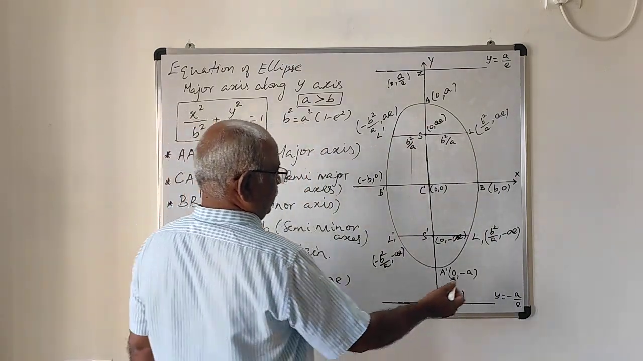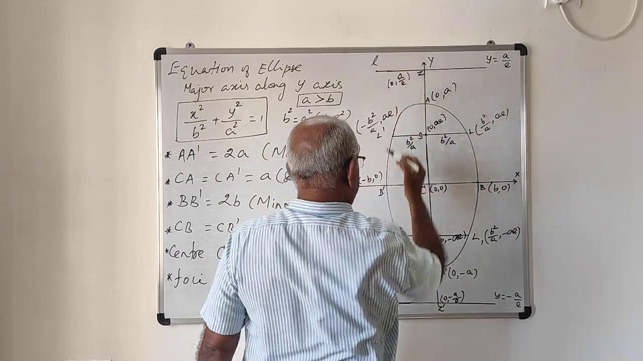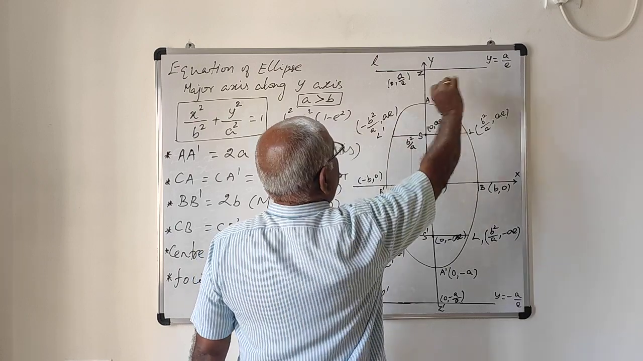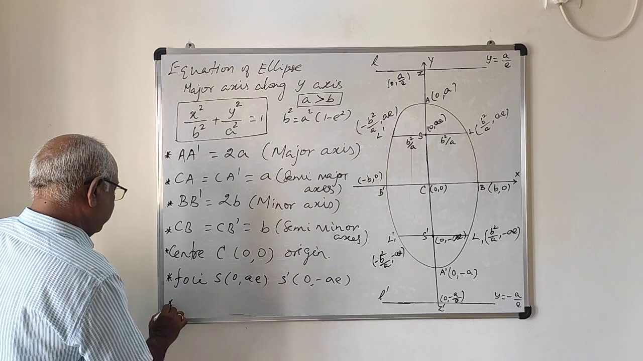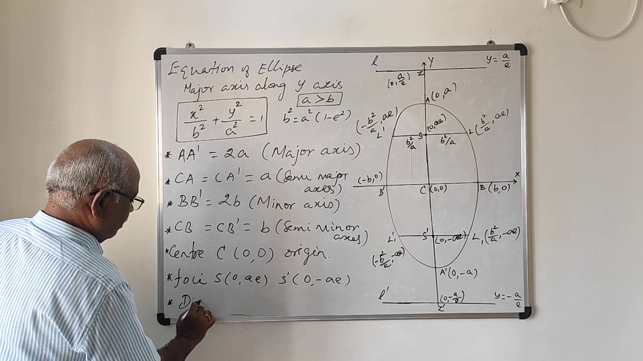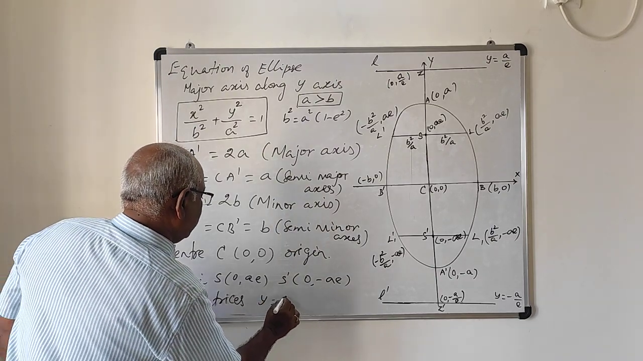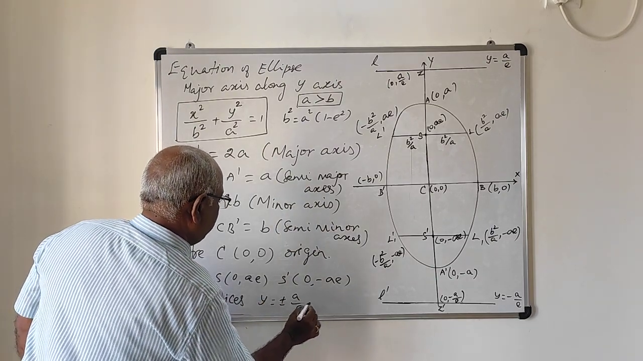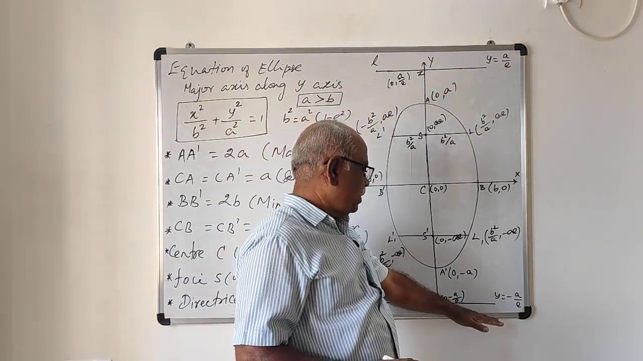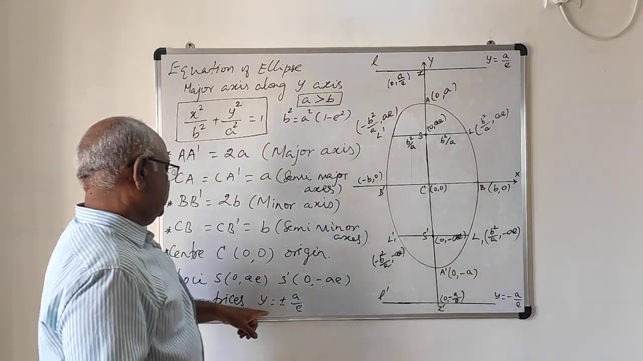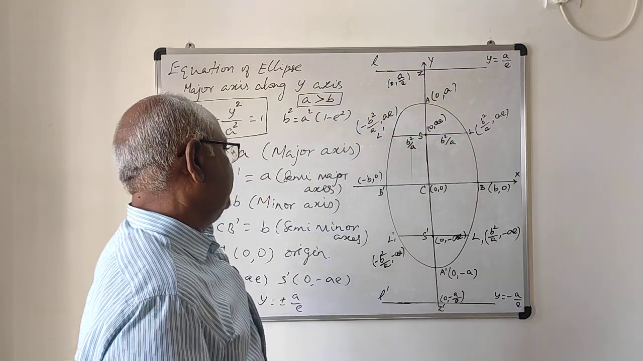The directrices are y equal to a by e and y equal to minus a by e. Two directrices we have. One directrix is L, another directrix is L'. L is y equal to a by e and L' is y equal to minus a by e. That is, y equal to plus or minus a by e: y equal to a by e above the x-axis and y equal to minus a by e below the x-axis.